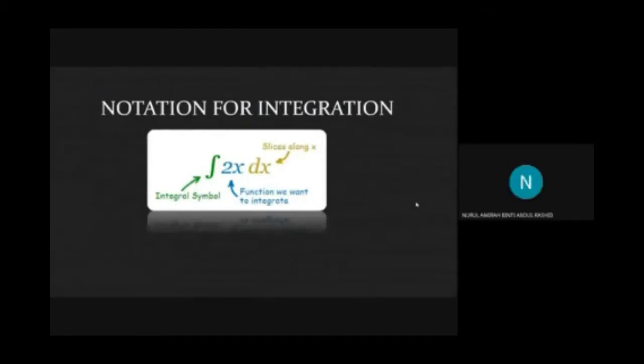Okay, good. So this is the notation for the integration. When you do the integration, you need to remember to always put the integral symbol over here, and then the function in the middle, and also don't forget to put the dx or dy if the slices along.